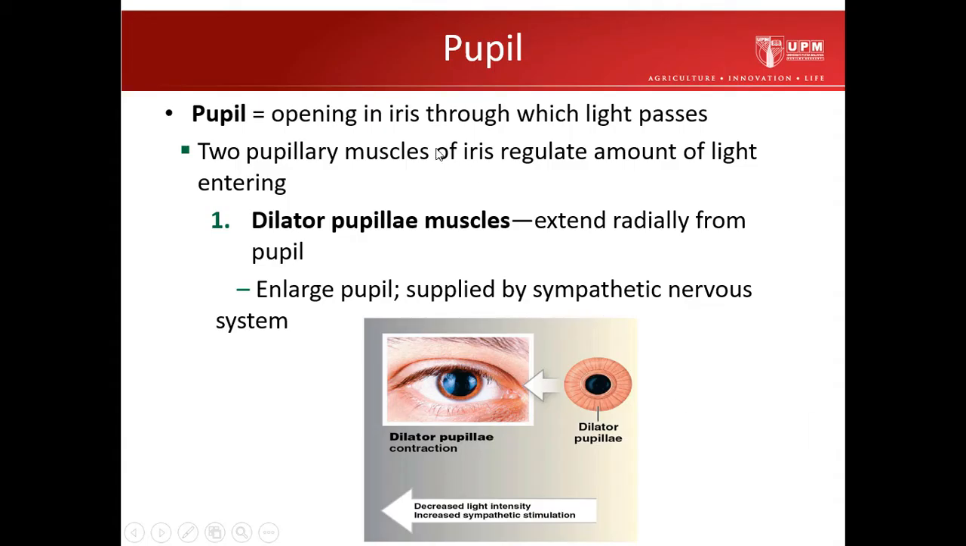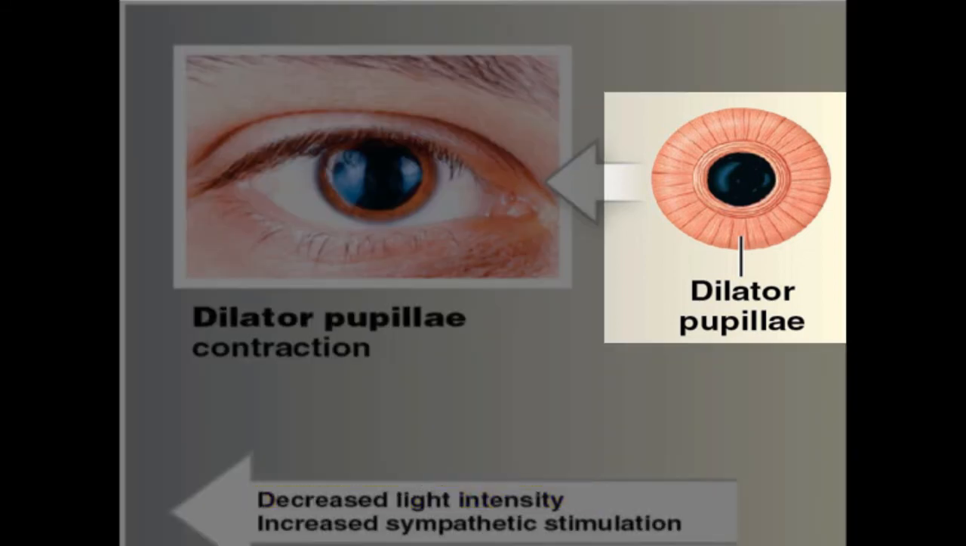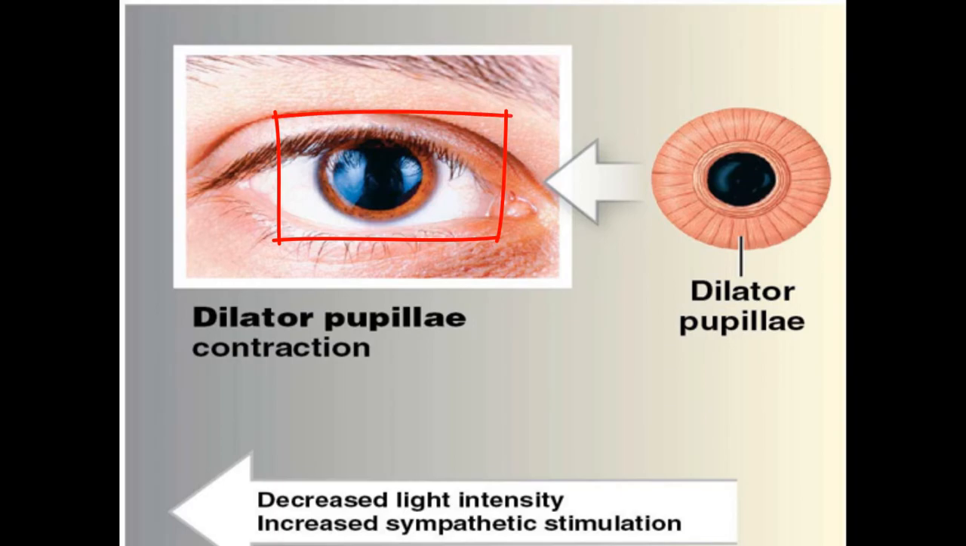The amount of light entering the eye and passing through the lens is actually controlled by two pupillary muscles of the iris. When these muscles contract, they change the diameter of the pupil. For example, in response to very dim light, the dilator pupillae will extend radially away from the edge of the pupil, and the contraction of this muscle will enlarge the pupil.